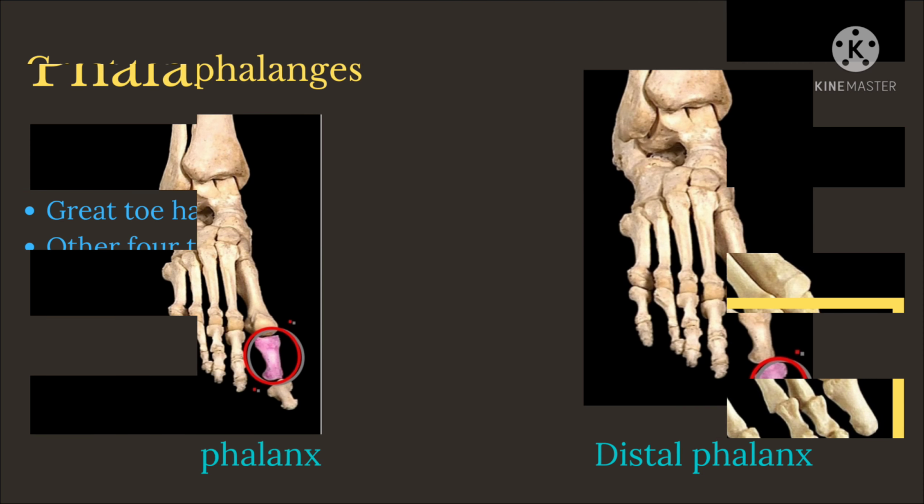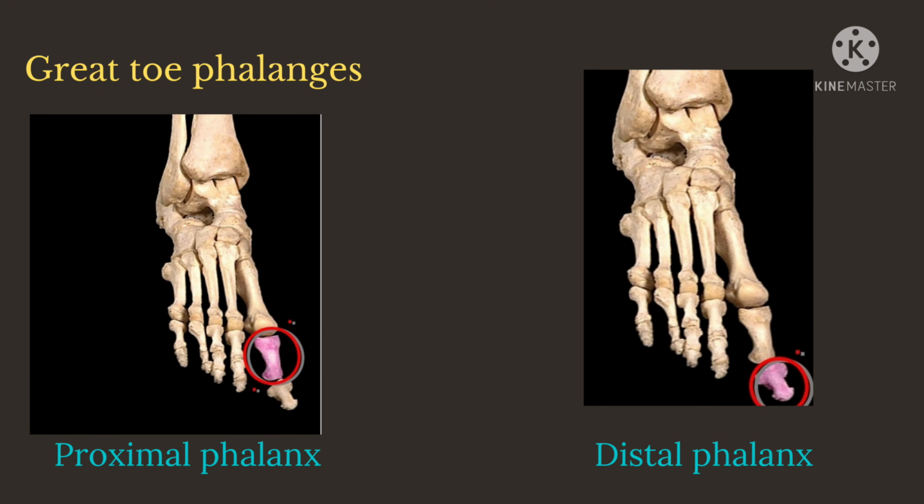So these are the greater toe phalanges. As I said, the greater toe has only 2 phalanges, that is the proximal and distal. So proximal is this one. The first diagram you can see is the proximal phalanx. The second diagram you are seeing is a distal phalanx. So in the greater toe we don't have 3 phalanges, but only 2, that is proximal and distal.